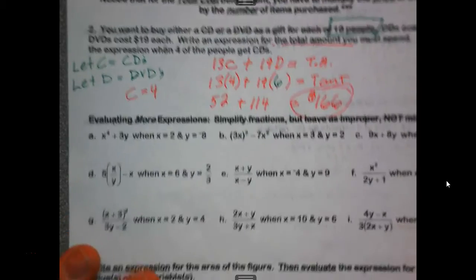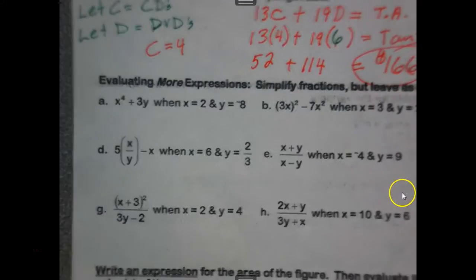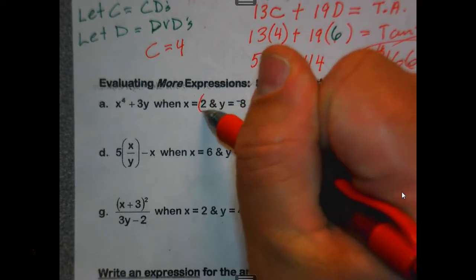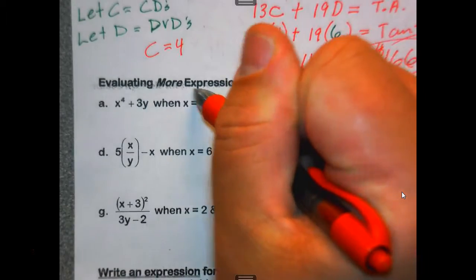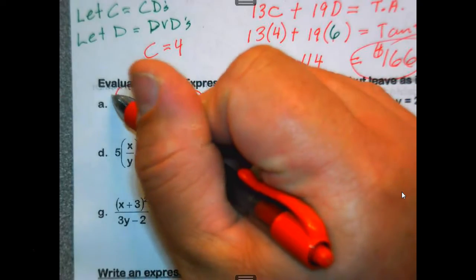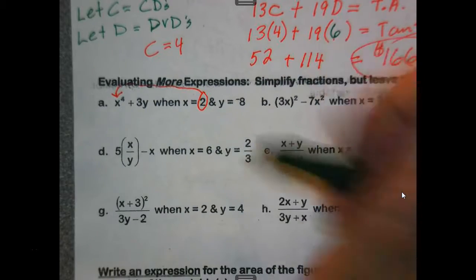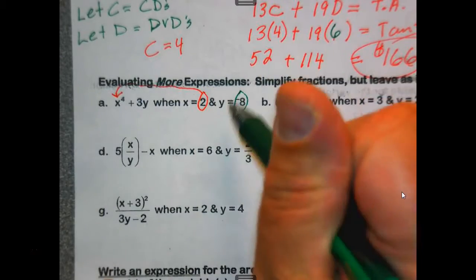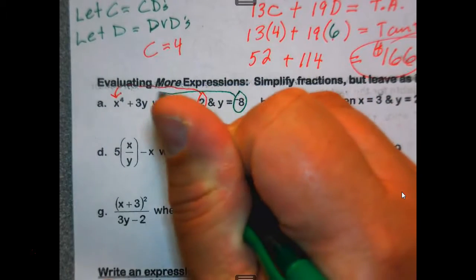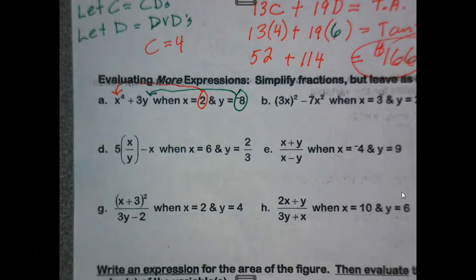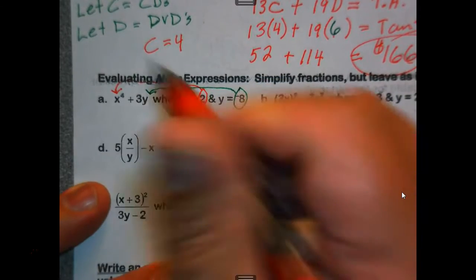Let's look at A, letter A. We have x equal 2, so wherever I see an x, I'm going to put in 2. And y equals negative 8, so wherever I see a y, I'm going to plug in negative 8. Now, I like to put parentheses where the variables are, then go substitute in the values. It's just the way I like to do things. It makes my life simpler.